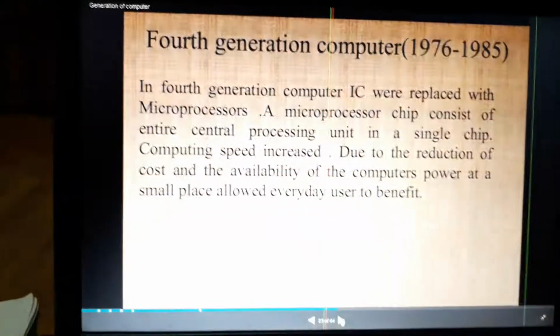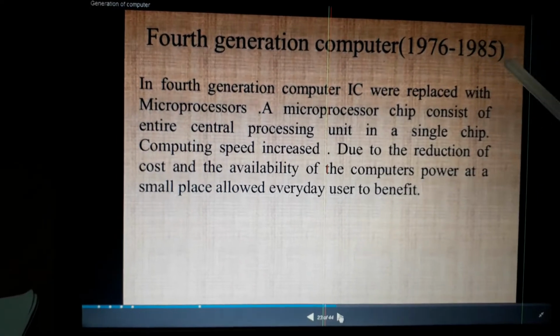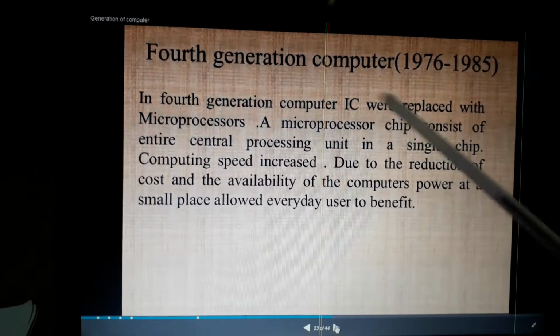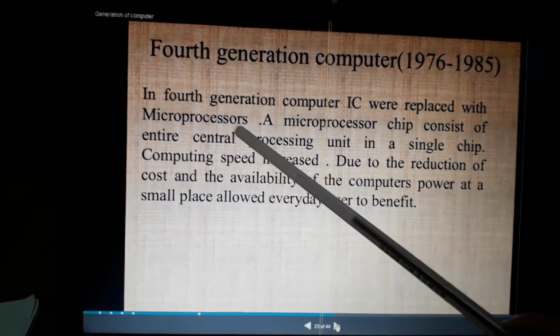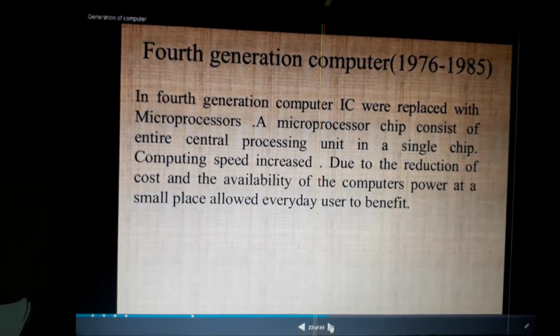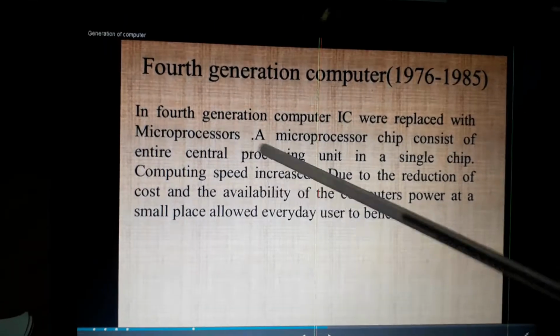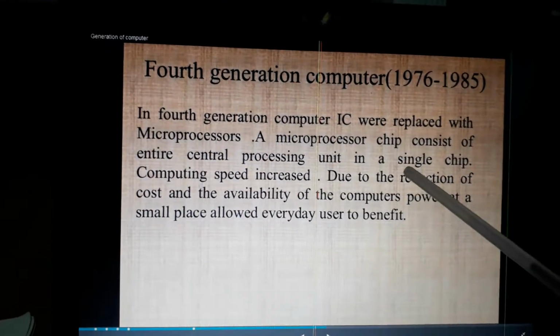Next we will see the fourth generation. The fourth generation is 76 to 85. Here IC, the integrated circuit, is replaced with the microprocessor, otherwise we call it MUP. The microprocessor is in your calculator or home appliances. Microprocessor consists of the central processing unit, so here proper arrangement came: the CPU in a single chip.